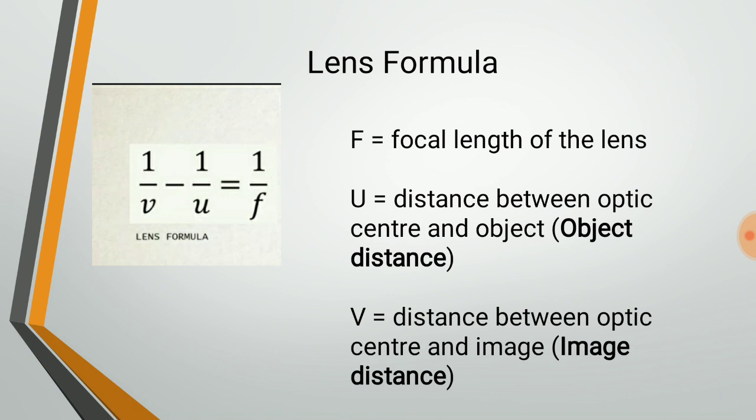Next is your lens formula. The lens formula is similar to the mirror formula. Instead of a plus there, you encounter a minus here. So 1 by f is equal to 1 by v minus 1 by u. You already know that f is the focal length of the lens, v is the image distance, and u is the object distance. So 1 by f is equal to 1 by v minus 1 by u. That is the only difference between the lens formula and the mirror formula.